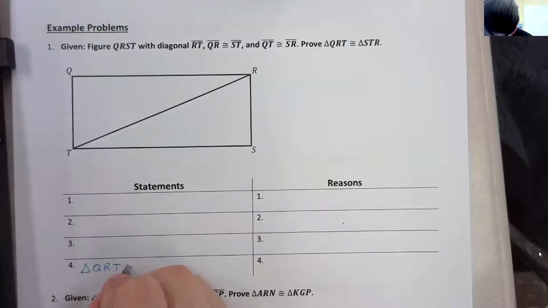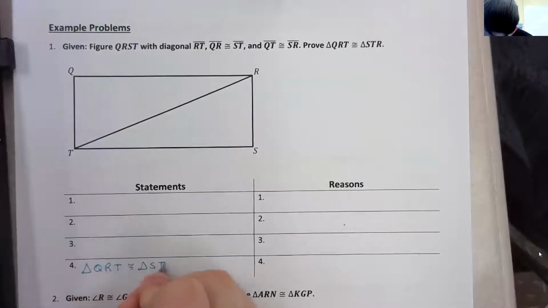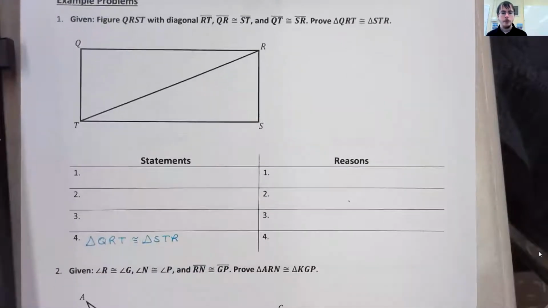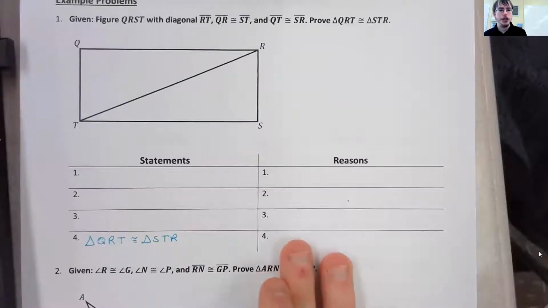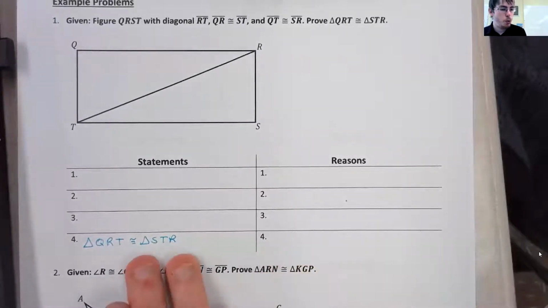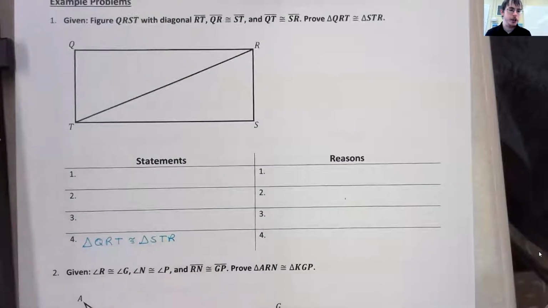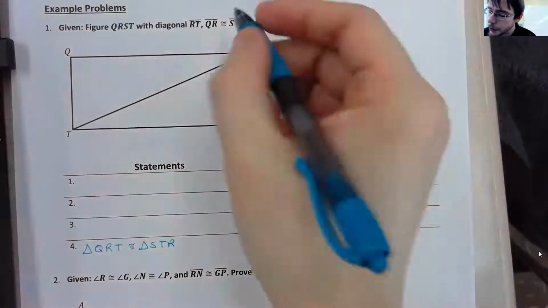QRT is congruent to triangle STR. We'll have to figure out the postulate for why that is, but that's what we are looking to prove, so that's our last statement. So remember, our first step, we want to list the given information first. So let's see what information the problem gives us.